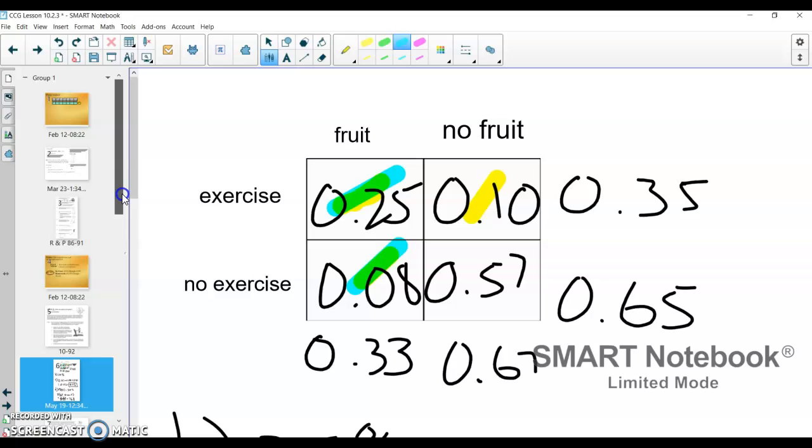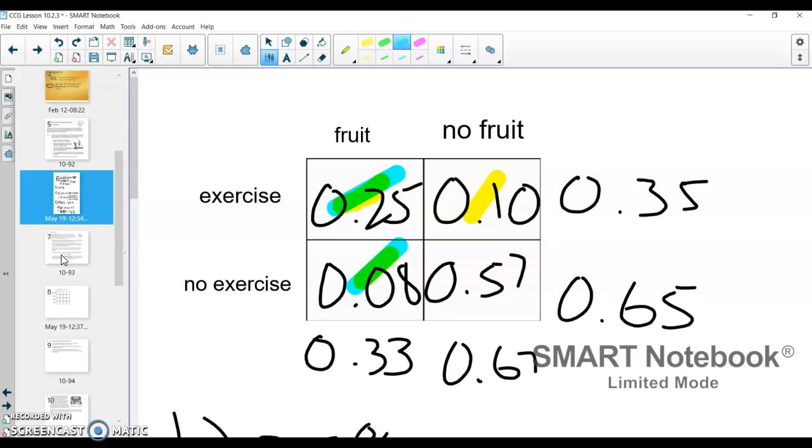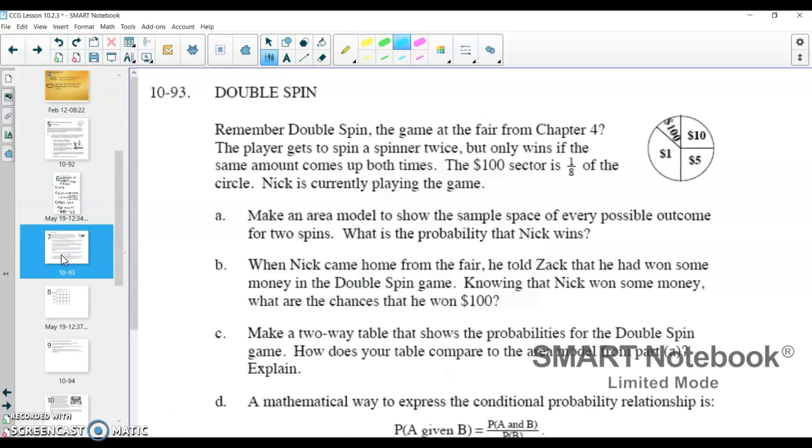It doesn't have to be anything specific, just point out some things you notice that might be the same or different. Okay, we'll move on to 93 here, a problem we did back in chapter 4. It says, remember the double spin game from chapter 4. The player gets to spin the spinner twice, but only wins if the same amount comes up both times, meaning you'd have to spin 100 the first time and then 100 again the second time to win the $100.